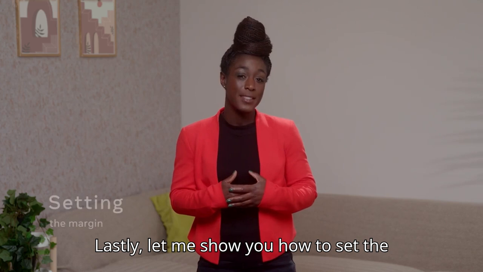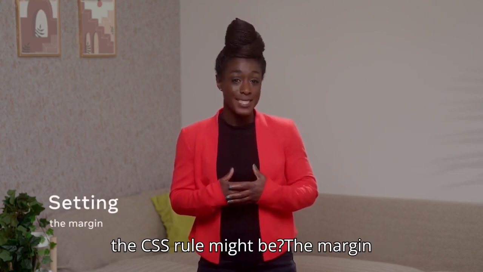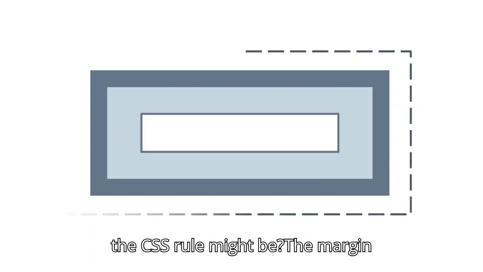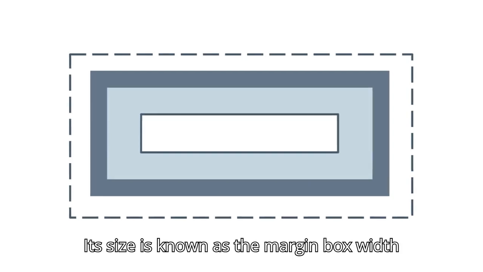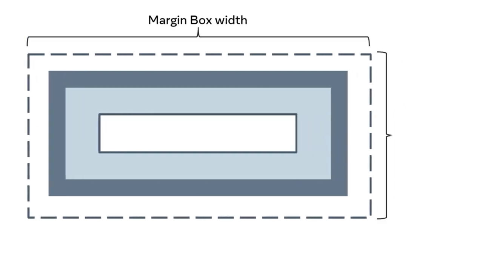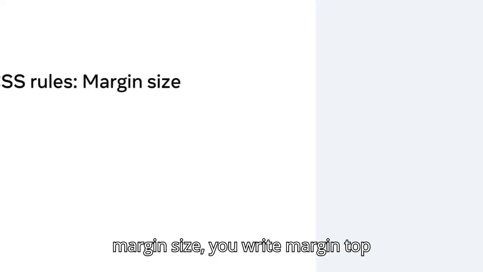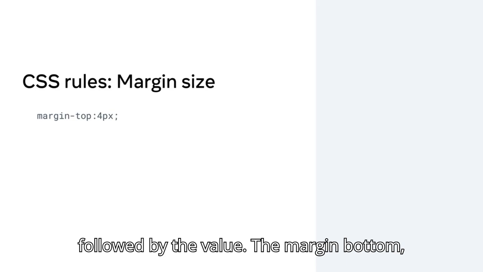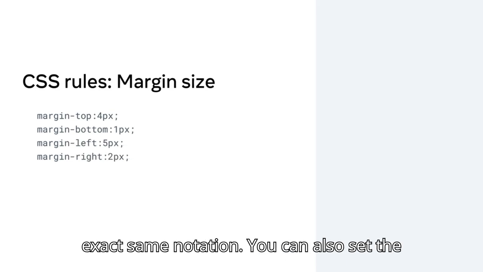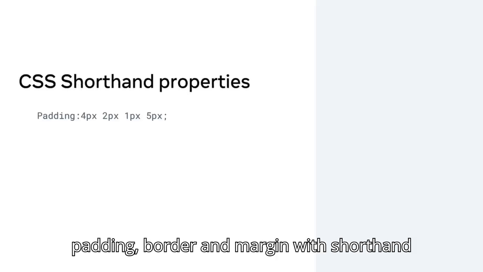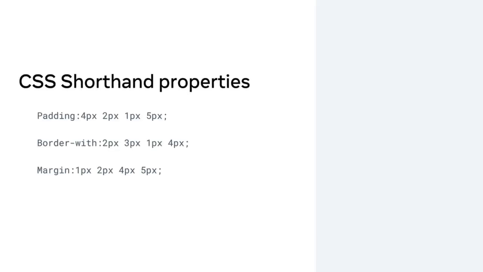Lastly, let me show you how to set the margin. Following on from what you have just learned, do you have an idea of what the CSS rule might be? The margin extends the border area to separate the element from its neighbouring elements. Its size is known as the margin box width and margin box height. To specify the margin sides, you write margin top followed by the value. The margin bottom, margin left, and margin right follow the exact same notation. You can also set the padding, border, and margin with shorthand properties, but more on this later.